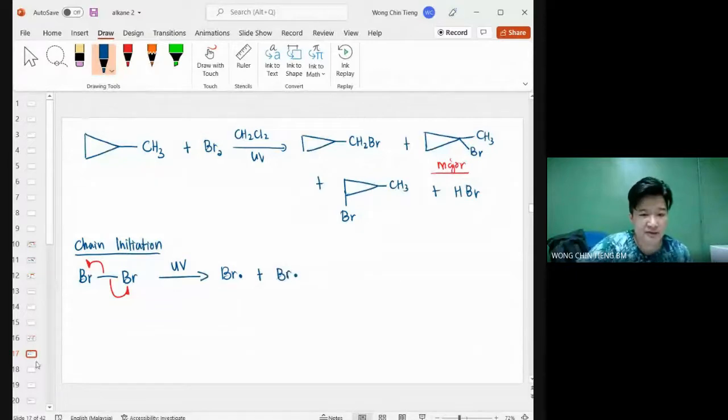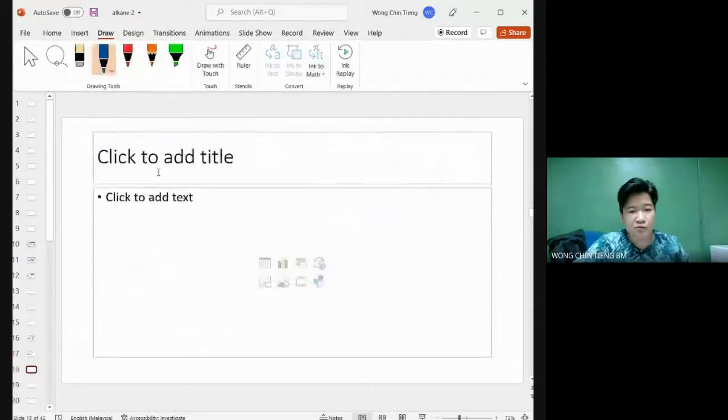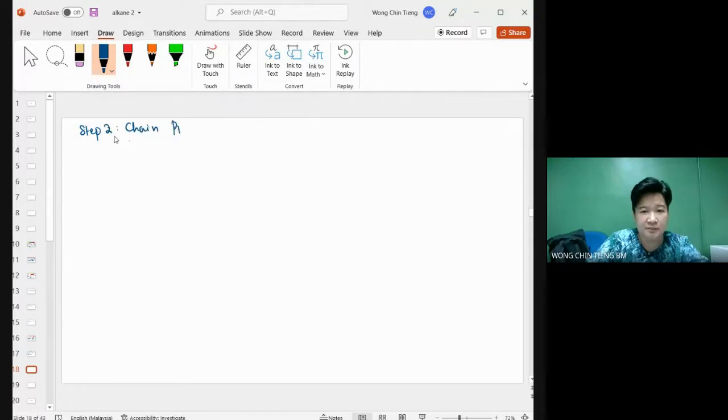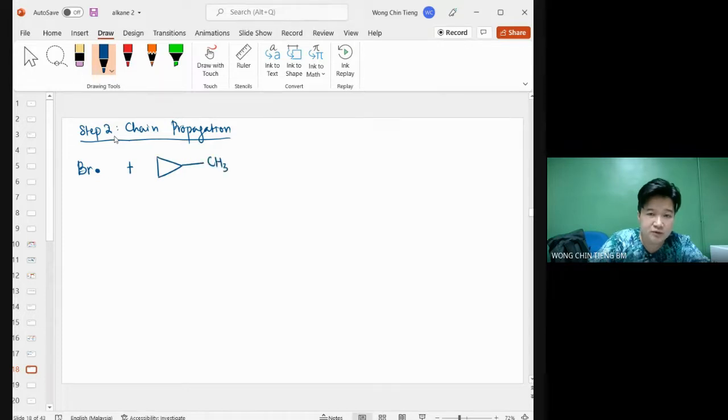Okay. Next, moving into your step 2. Your step 2 adalah chain propagation. So, kamu pun label lah, chain propagation. So, your chain propagation will be taking the free radical of the Br that you form in your step 1. Kamu ambil dia. Kamu akan react dengan the methyl cyclopropane. Dan saya nak tunjuk untuk major product. So, tunjuk hidrogen yang major tersebut. Okay.